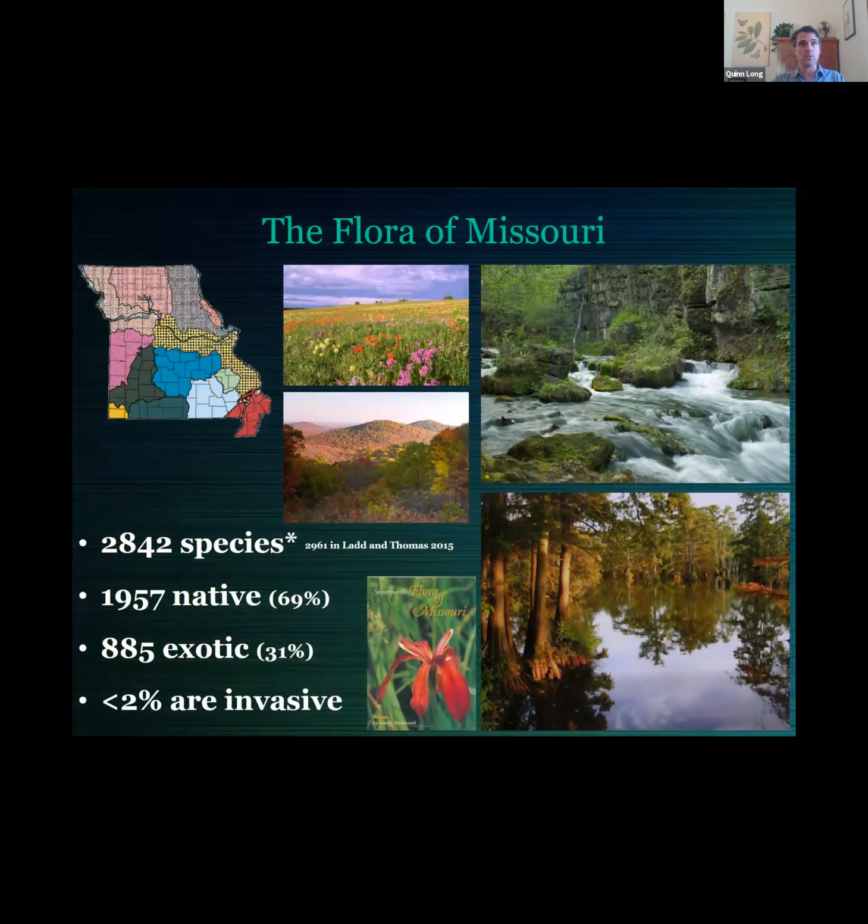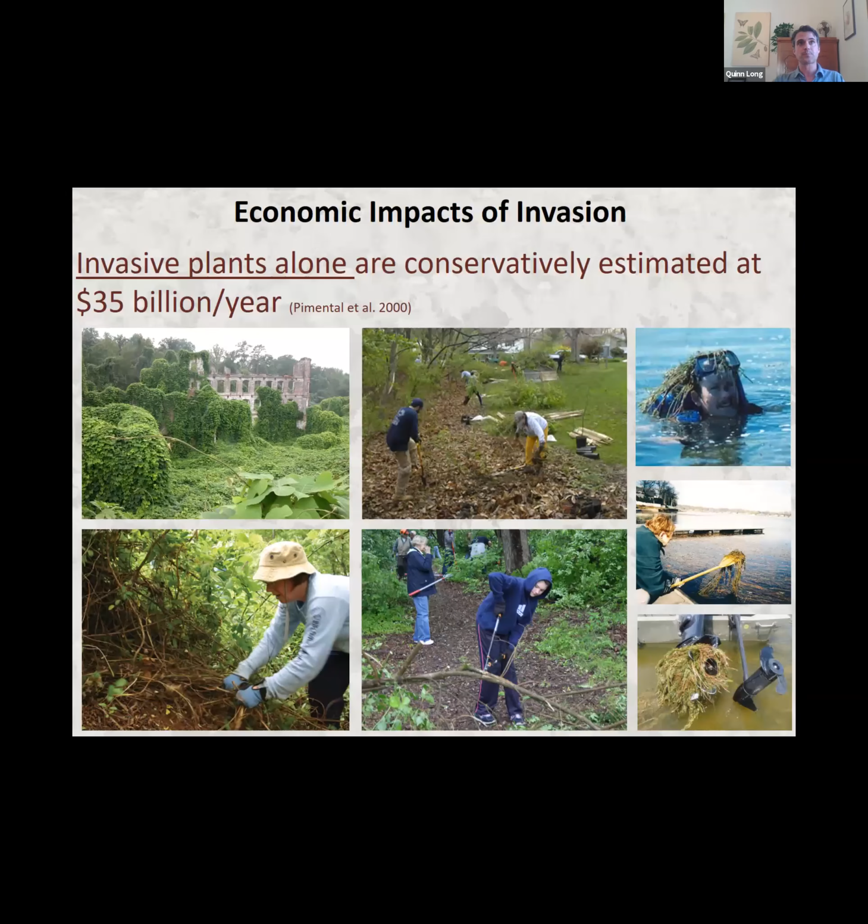But there are some species that really do cause significant problems. If we look at the flora of Missouri, of the about just shy of 3,000 species, nearly a third are non-natives. So that's a significant portion, and yet only a small portion of those are truly invasive.